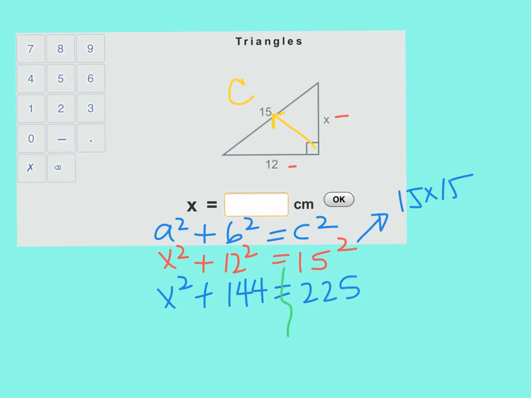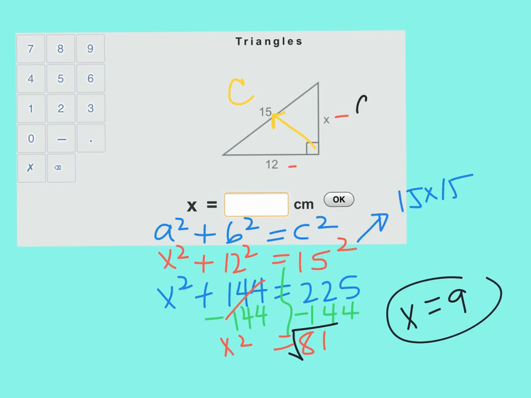Now we use inverse operations to get x squared by itself. Since it's plus 144, we're going to subtract 144 on both sides. So that brings us to 81. So x squared, that's gone, x squared equals 81. And then the final step is to take the square root of 81. So x equals 9. So right here is 9. Is that reasonable? 9, 12, and the longest side is 15. Yes, that's reasonable. So for this one, our answer is 9.